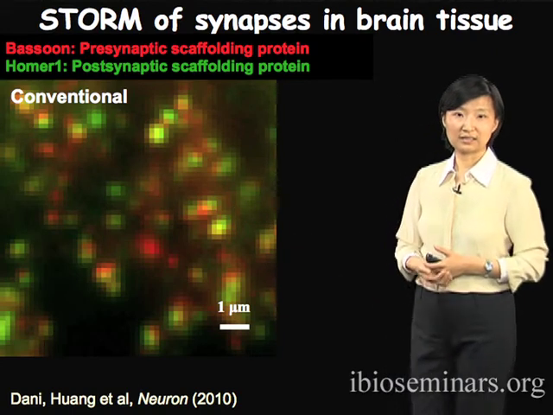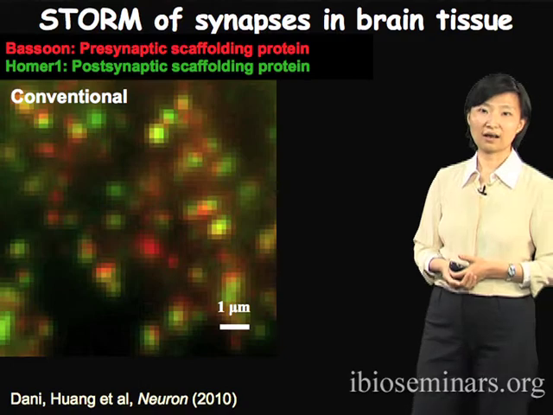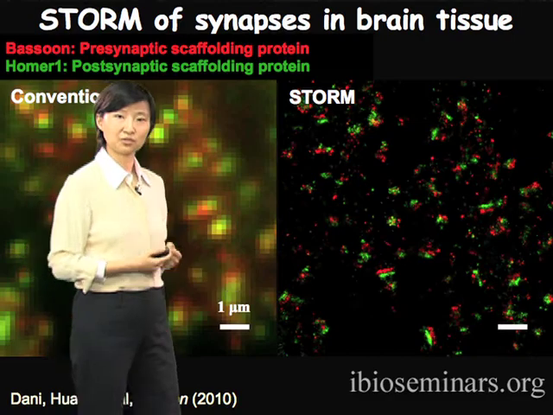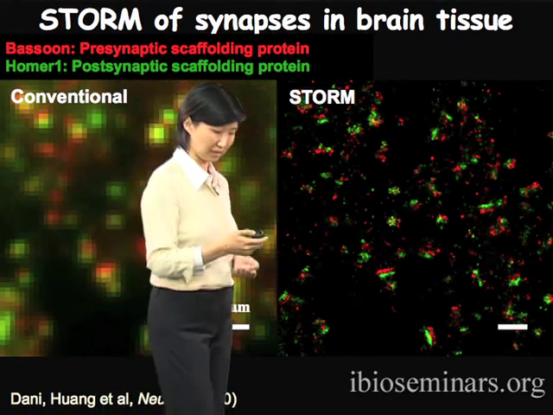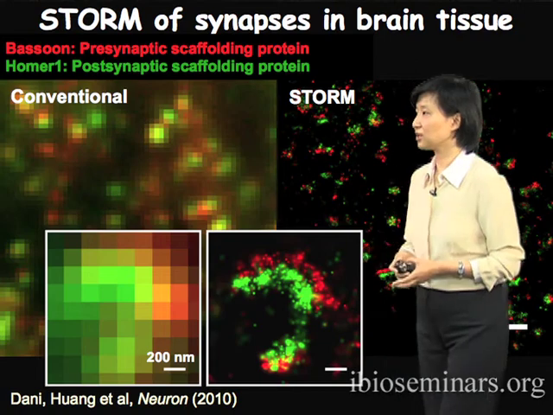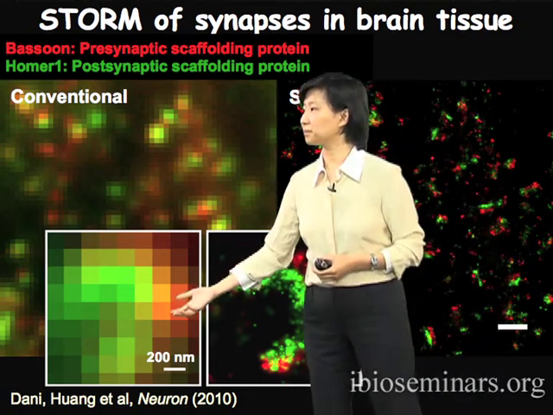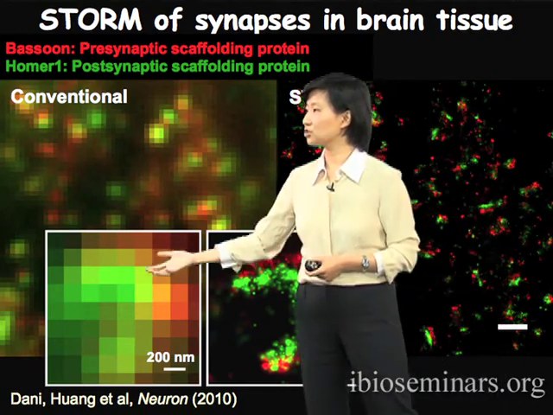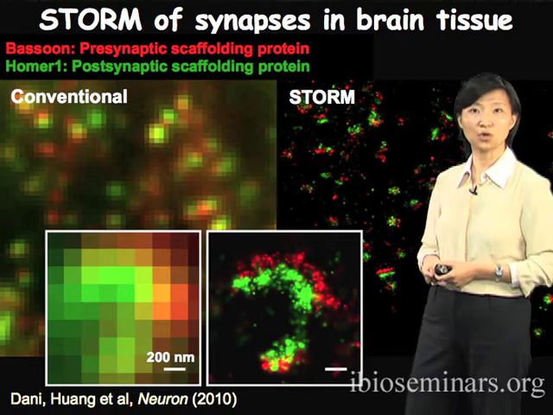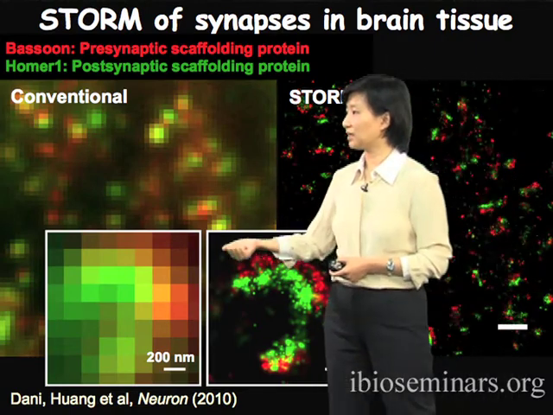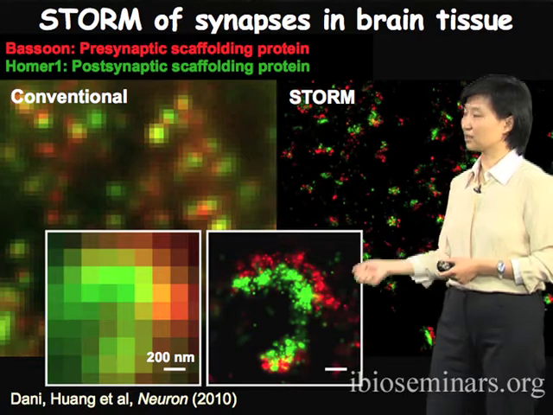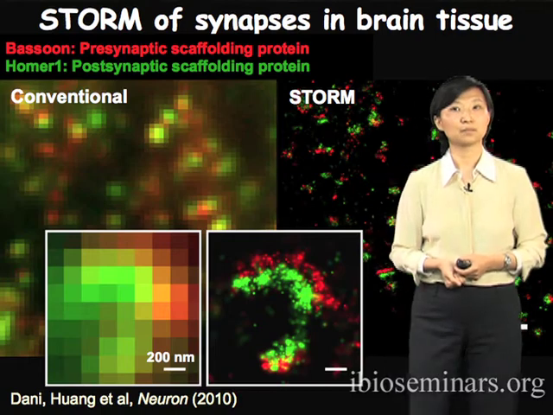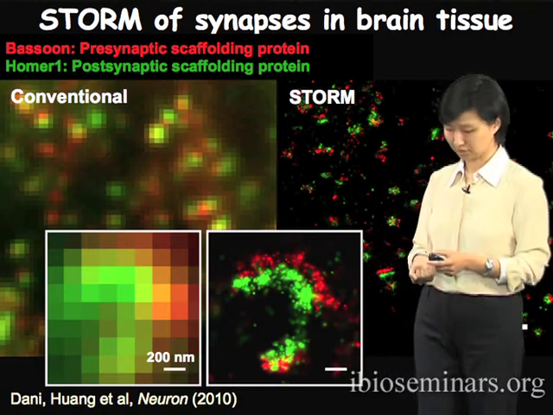And here is the STORM image of the same field of view. Let me move this way so that you can see the STORM image more clearly. If I zoom into a smaller region, you can even more clearly appreciate the difference between the conventional and STORM images, where these two synapses are mistaken as one in the conventional image. Here we resolve them very clearly with the STORM image, and you can also see the clear separation between the pre- and postsynaptic scaffolding proteins.